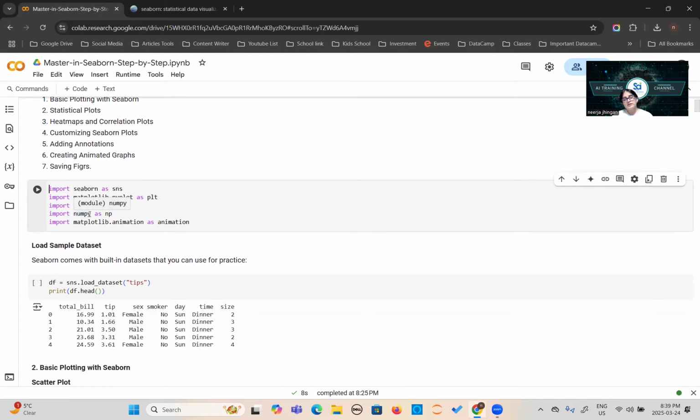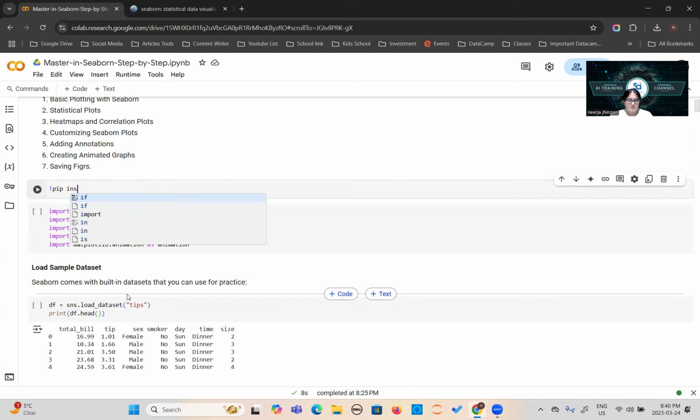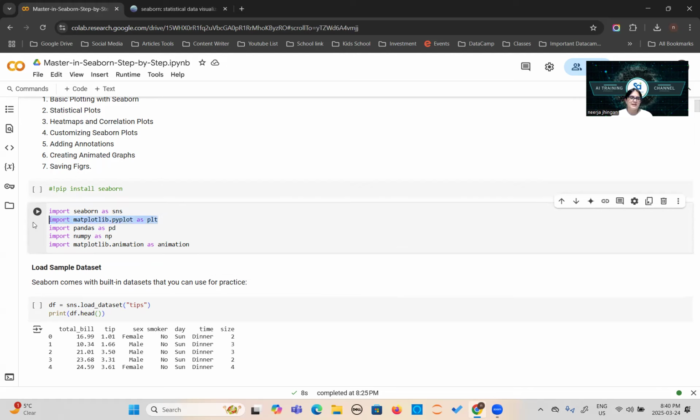Seaborn is by default available in your Python environment. In case it is not available, then you can install it using this simple code: pip install seaborn. Okay, then you can run this command. It will install your Seaborn library. Then we are importing Matplotlib as well, Pandas, NumPy, and animation. This one as well, because we are going to draw the animated graph today too.